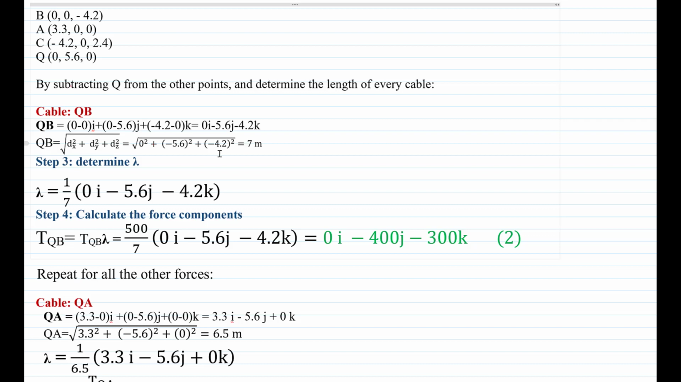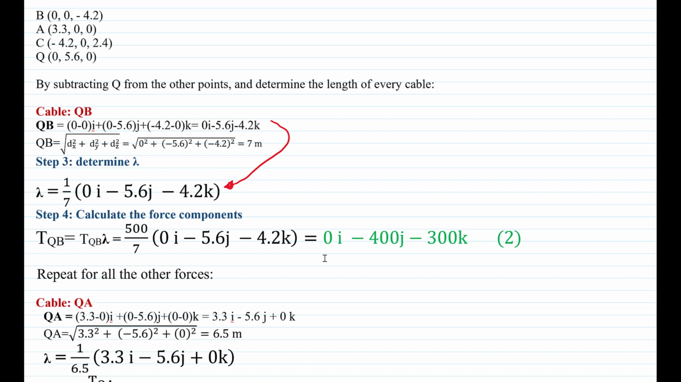Is 7. Now to get the lambda vector, you divide this vector, I got this vector here by the points, by 7. So you get the lambda vector. So the lambda vector will be 1 over 7 of what? Of this vector here. So we're going to put this vector here, and you divide by 7. So you're going to be 1 over 7, 0i minus 5.6j minus 4.2k.